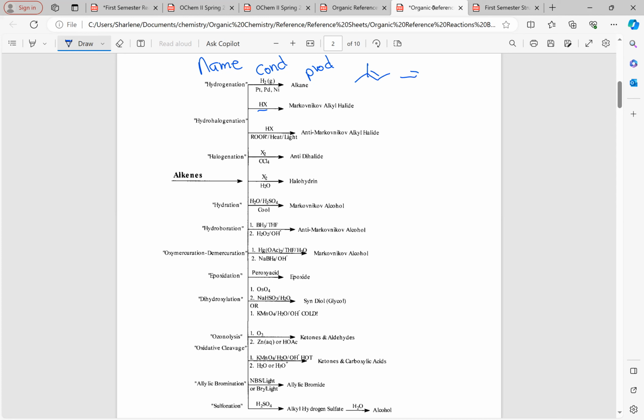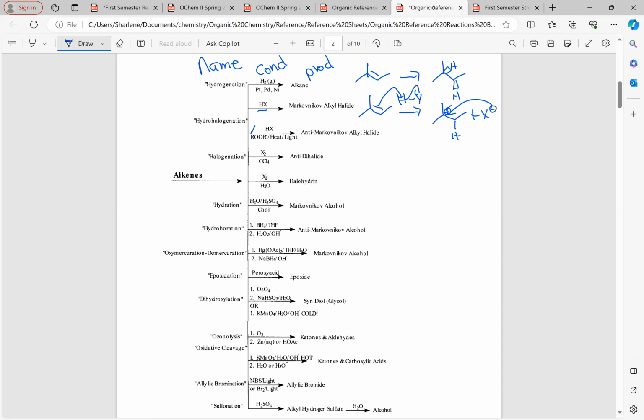If you do hydrogenation, you get the hydrogens on the same side. If you do HX first, you go through a carbocation. Anytime you go through a carbocation, look out for rearrangement. And then the X goes on and it has no preference, it's flat. So there is going to be a racemic mix.